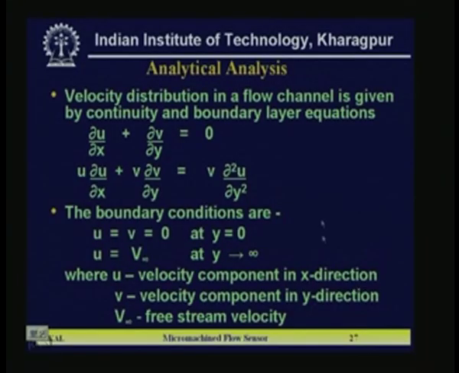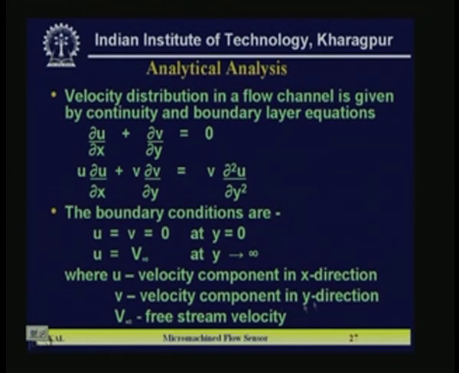Now, if you go for analytical analysis, it is like that. Velocity distribution in a flow channel is given by the continuity and boundary layer equations, which are given here. del u by del x plus del v by del y is equal to 0, where u and v are the velocity components along the x and y directions inside the fluid medium. The other equation is u del u by del x plus v del u by del y equal to nu del squared u by del y squared. The boundary conditions are like this.